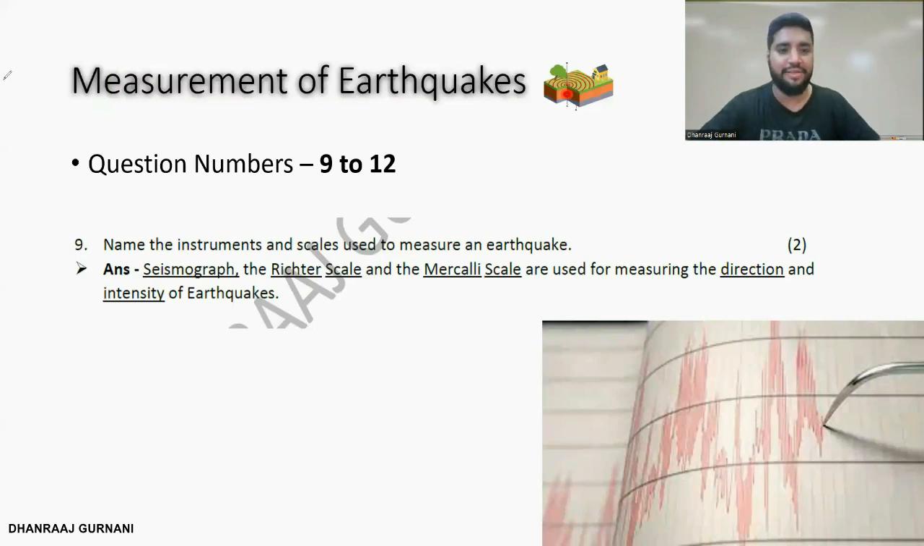Moving to the next answer, measurement of earthquakes. It's from question number 9 to 12. Name the instruments and scales used to measure an earthquake. We'll be covering one instrument, that is the seismograph, in detail, and two scales, that is the Richter scale and Mercalli scale. These are the three things to measure earthquakes in your syllabus. They are used for measuring the direction and intensity of an earthquake.